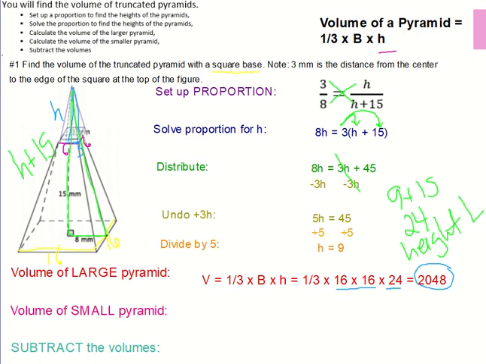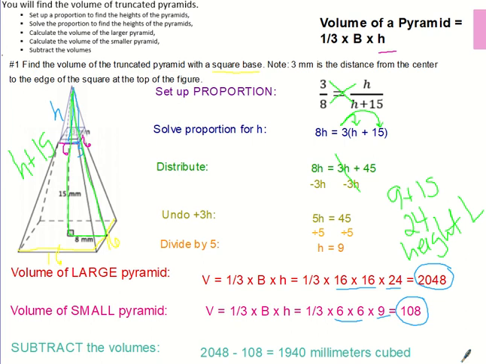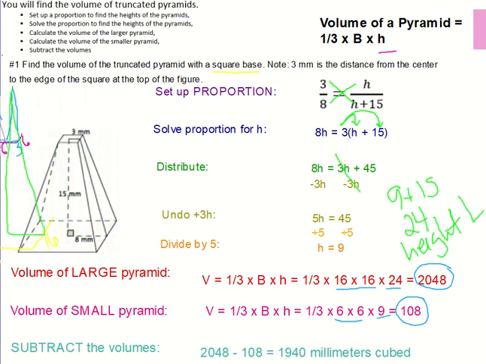Now let's move on and find the volume of the small pyramid. Again, I'm using 1/3 times the base times the height. So 1/3, the area of the base of that small pyramid is 6 times 6. The height of that small pyramid is 9. When I multiply this all out, I get 108. Since I know both my volumes, I can now subtract those volumes. So 2,048 minus 108 equals 1,940, and my units are millimeters cubed. And that will give me the volume of the truncated pyramid.